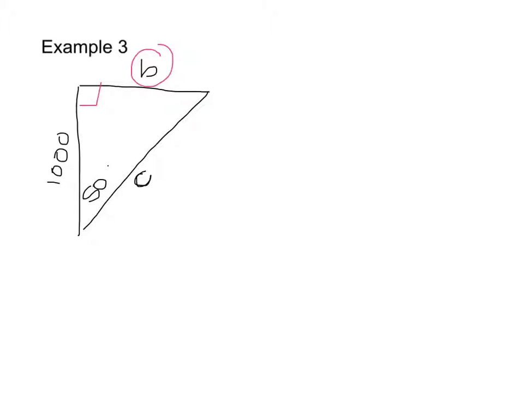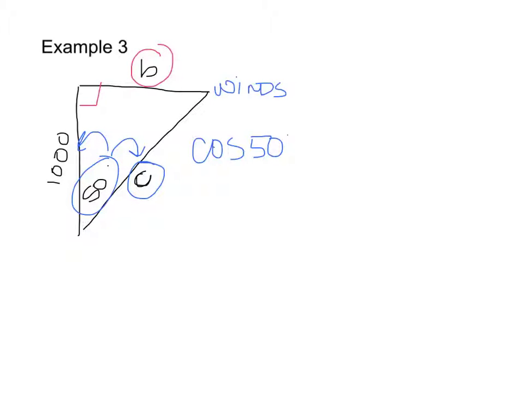If we solve for C first, how far are you from the entrance to the Cave of the Winds? Here's the Cave of the Winds over here. So let's see, we've got our 50-degree angle here. C is the hypotenuse. 1,000 is the adjacent side. Well, cosine relates adjacent over hypotenuse. So the cosine of 50 degrees equals 1,000 over C.